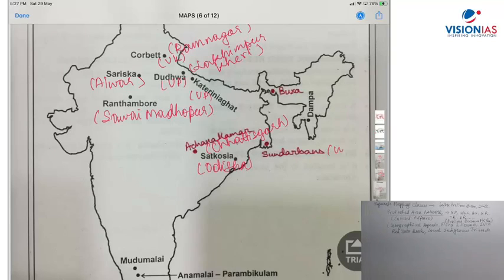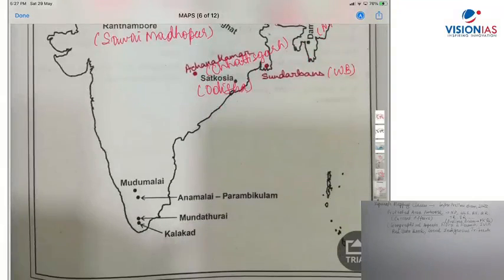Sundarban, you know that. West Bengal, Royal Bengal tiger. Right? Buxa again is West Bengal. Dampa is in Mizoram. Dampa is the tiger reserve of Mizoram. Then in the south, Mudumalai is in Tamil Nadu. Annamalai, Parambikulam. Annamalai is in Tamil Nadu, whereas Parambikulam is in Kerala. Mundanthurai is a part of Tamil Nadu.